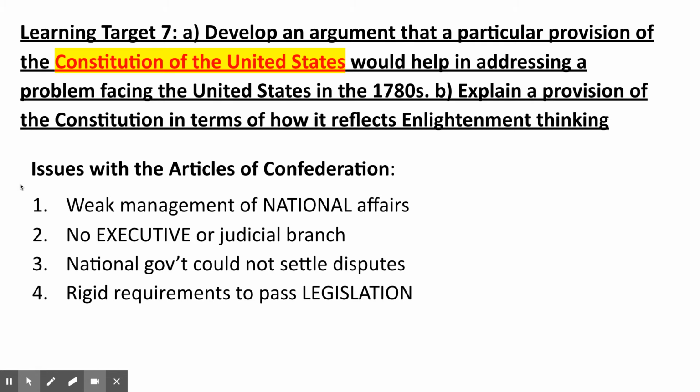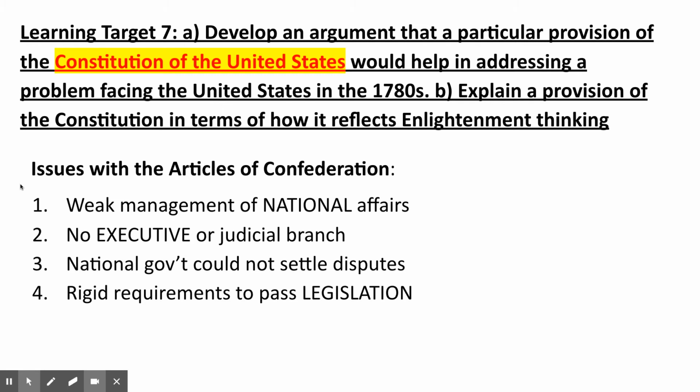All right, some of the issues we said was national affairs. The states had more power than the national government. Right, there was no executive or no judicial branch. Well, if there's no executive and no judicial branch, what's the only other branch left? Judicial, executive, what's the third one? Legislation. Legislative. Okay, so that's all we had was a legislative branch.